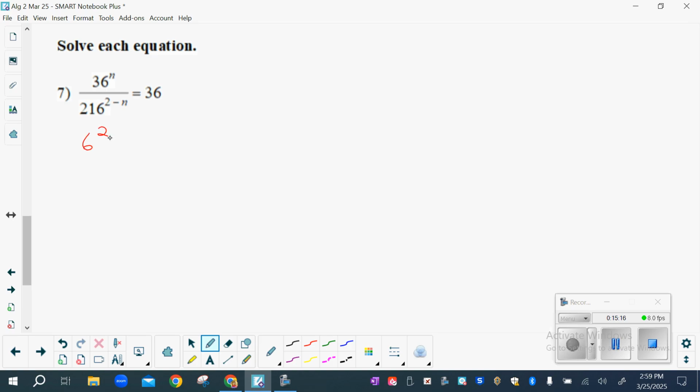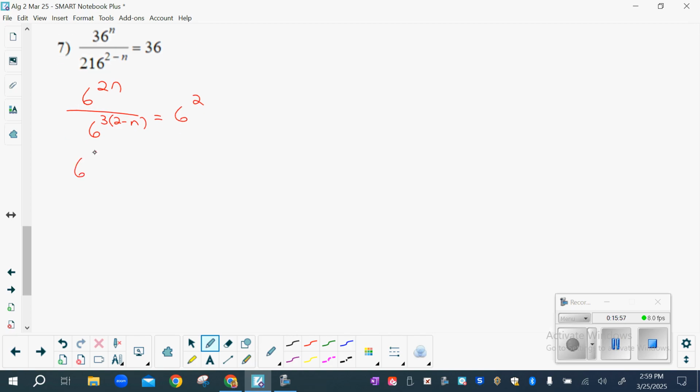What do I do with the 2 minus n? Multiply. 216 is 6 to the third. And what do we do with that in the 2 minus n? You have to multiply it with the 3. Yep, and so that's equal to 6 squared. And so at this point, when we're dividing, what do we do with our exponents? Subtract. That's right. Good.